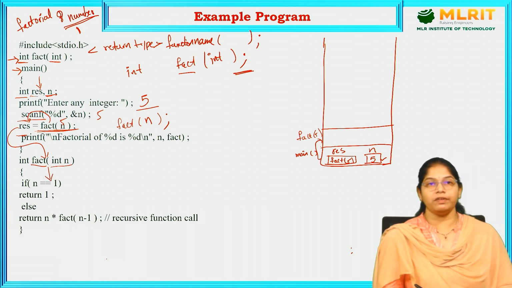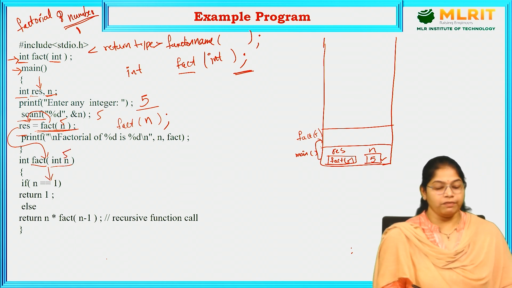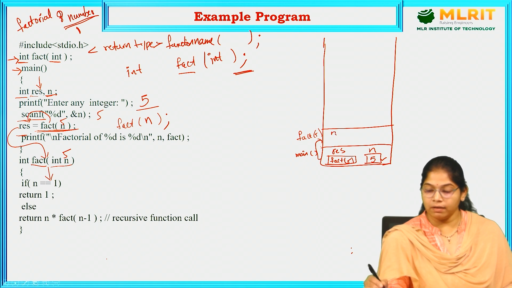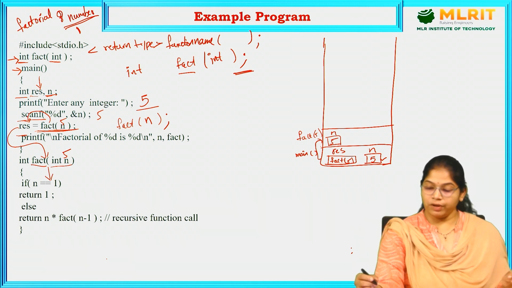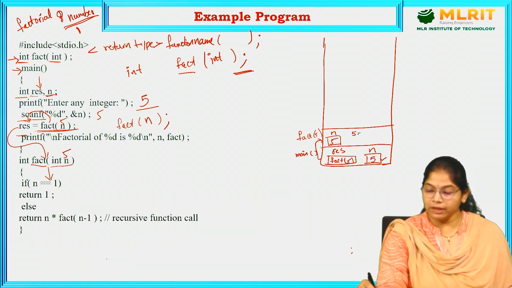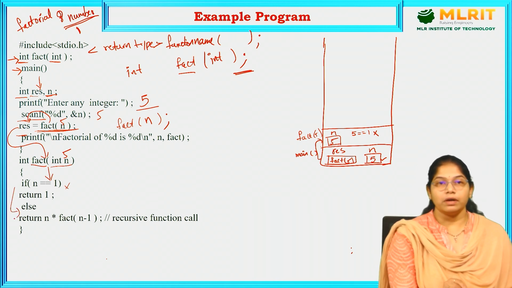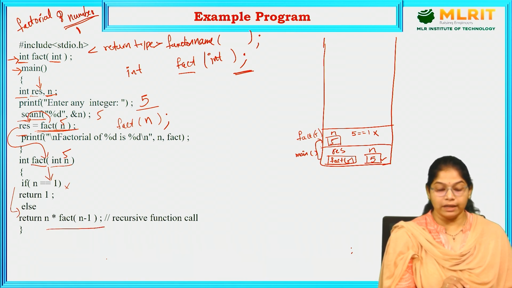Then in the function definition, if n equal to 1, what is the n value here? Here n is 5. Is 5 equal to 1? No. So this condition is false, and the control goes to the else block. In else, what do we have? Return n into fact of n minus 1, where n is 5.